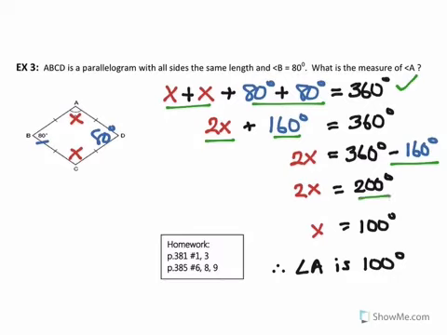And then just remember this last step. To get rid of the 2, you're going to divide by 2. You have to do that to both sides. So those go away, and 200 divided by 2 is 100. So that means this X and this X have to be 100 each. And you'll notice that when you take 100 plus 100 plus 80 plus 80, you're going to get that 360 degrees.